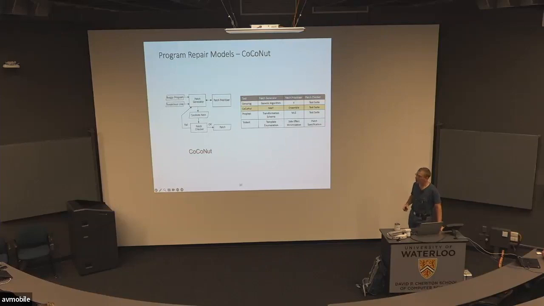Coconut is a more recent work that views program repair as a translation problem, a translation from a buggy version to a fixed version. It used neural machine translation to solve this problem. So it trained a collection of NMT models that differed in terms of their training data and in terms of their hyperparameters, and then combined them into an ensemble.